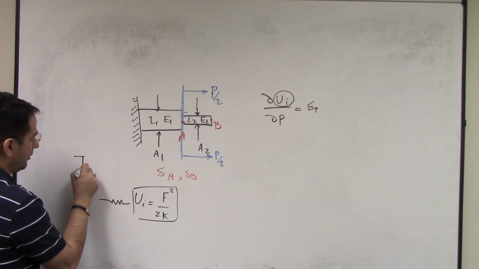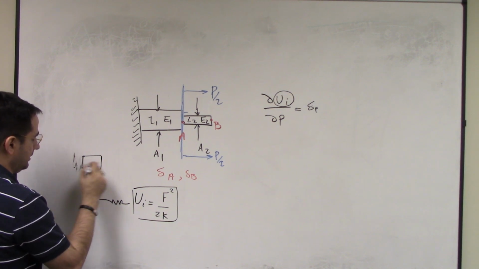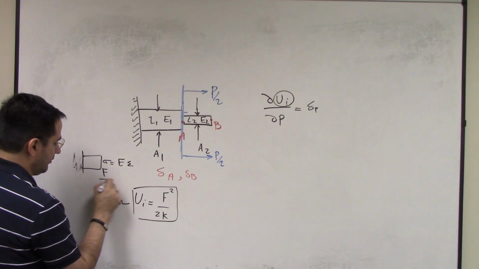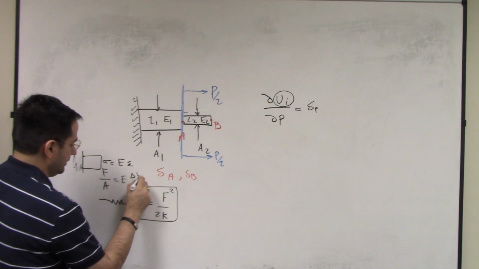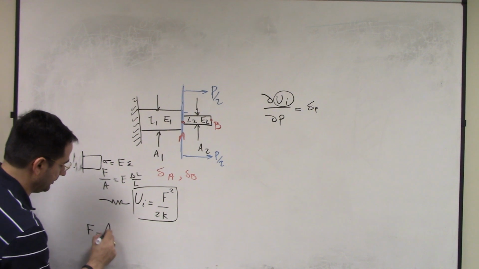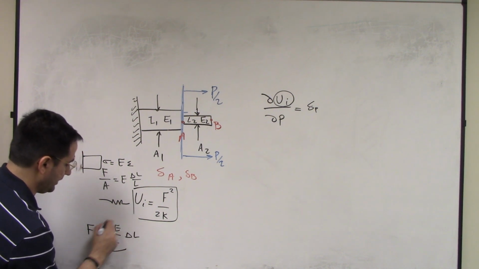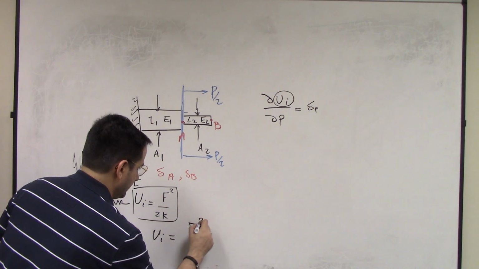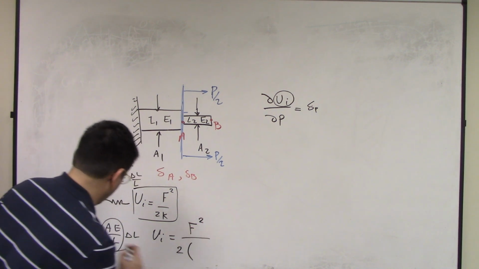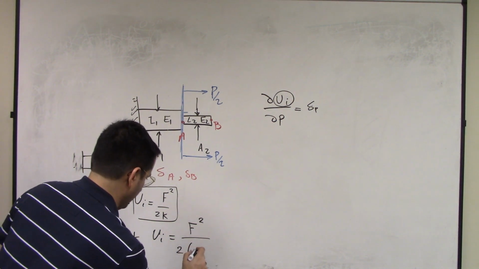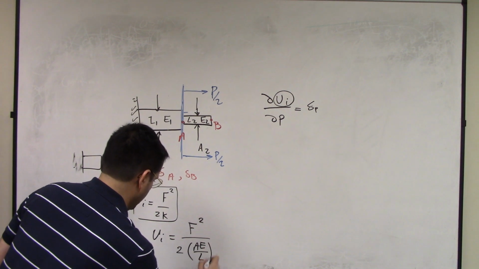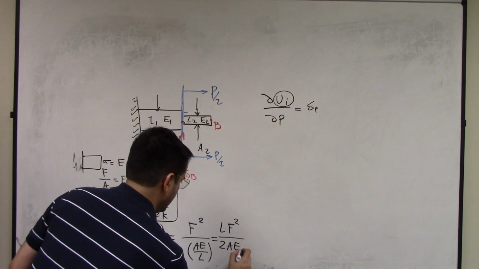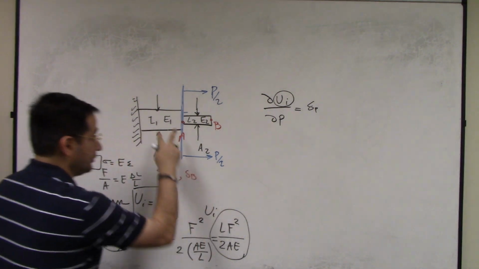And the spring constant for the bar is, sigma is equal to E epsilon, F over A equals E delta L over L. So F is equal to AE over L delta L. So that's K. So if you put it here, UI is equal to force squared over 2 times K, and K is equal to AE over L. So that's going to give you L F squared over 2AE. That's the internal energy for each bar.